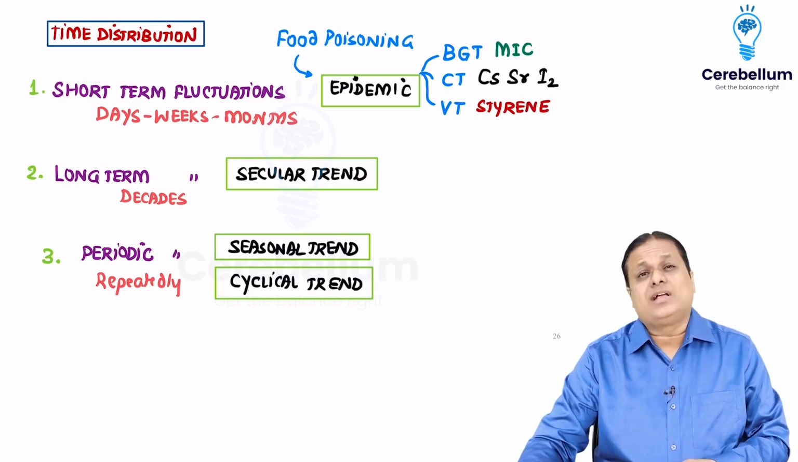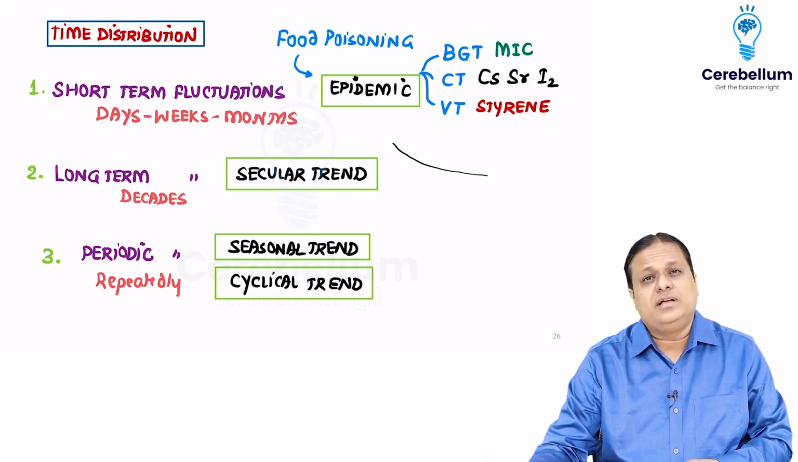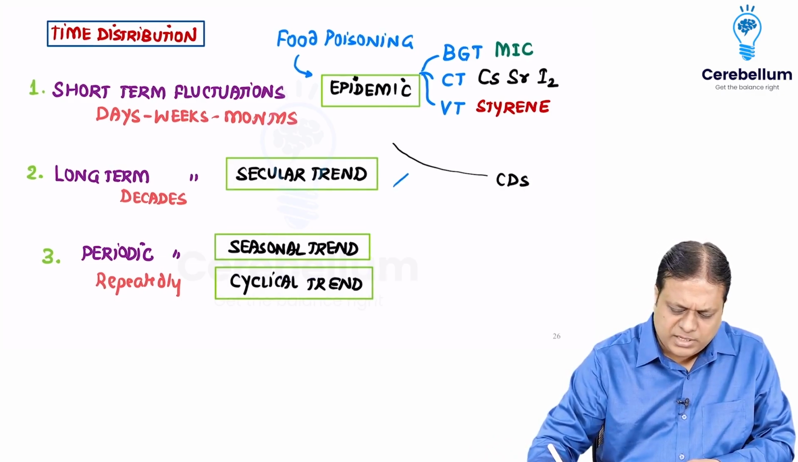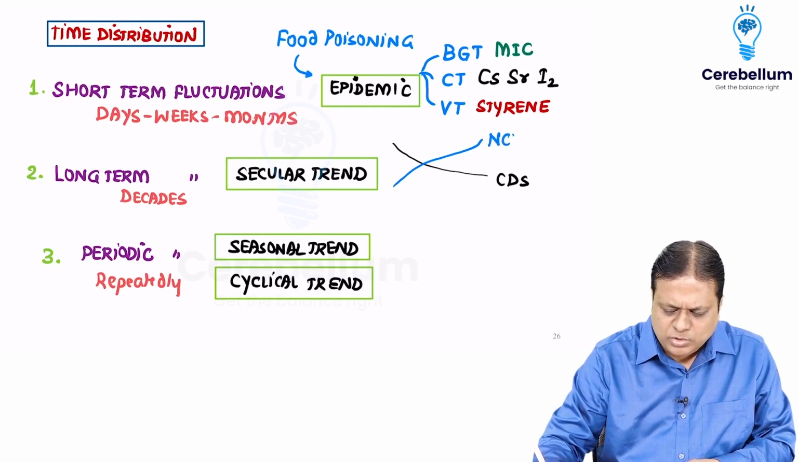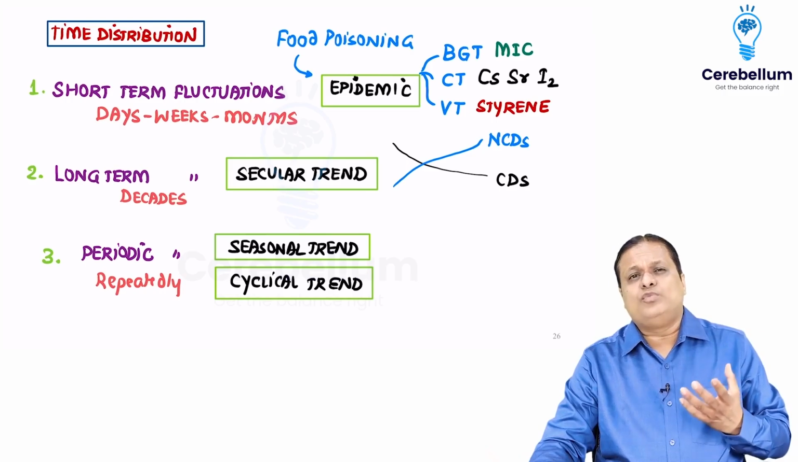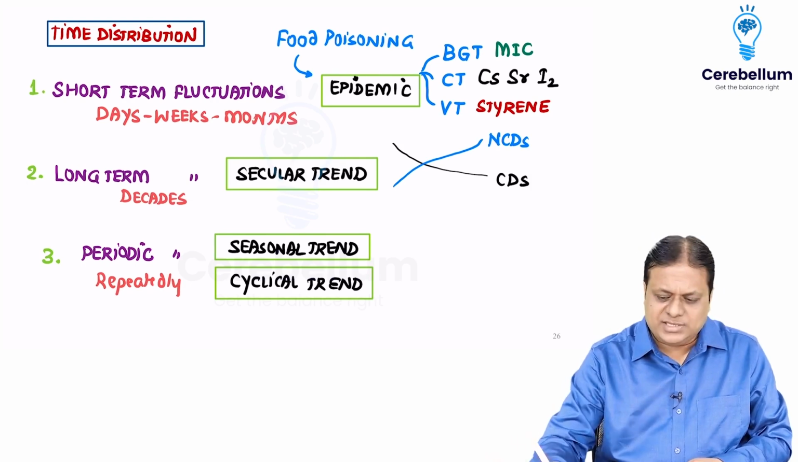But if you look at communicable diseases, they are slowly reducing in India. At the same time, the problem is that non-communicable diseases are slowly increasing in India. And this has been going on for the last 40 to 50 years. It has not occurred in months. So this is the secular trend of a disease.